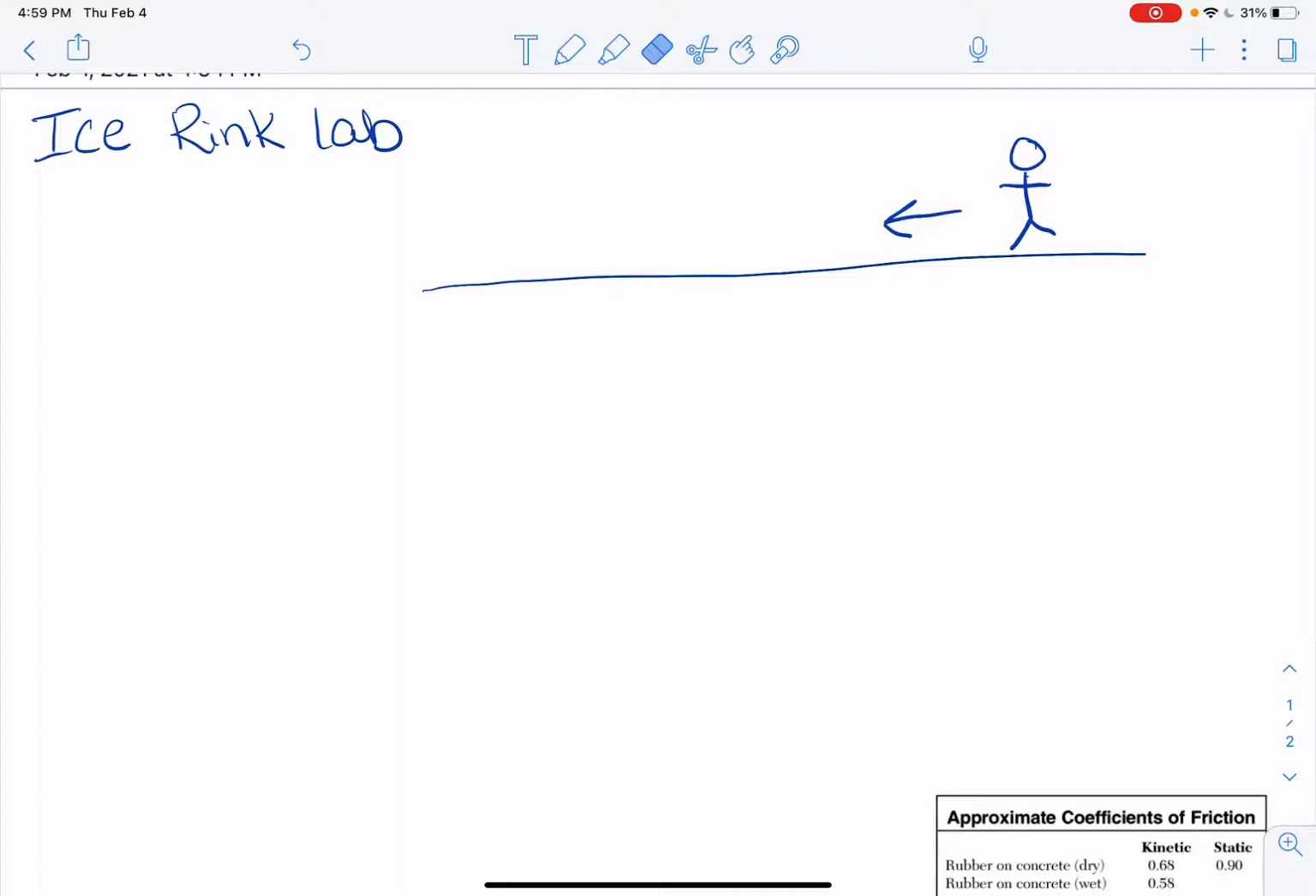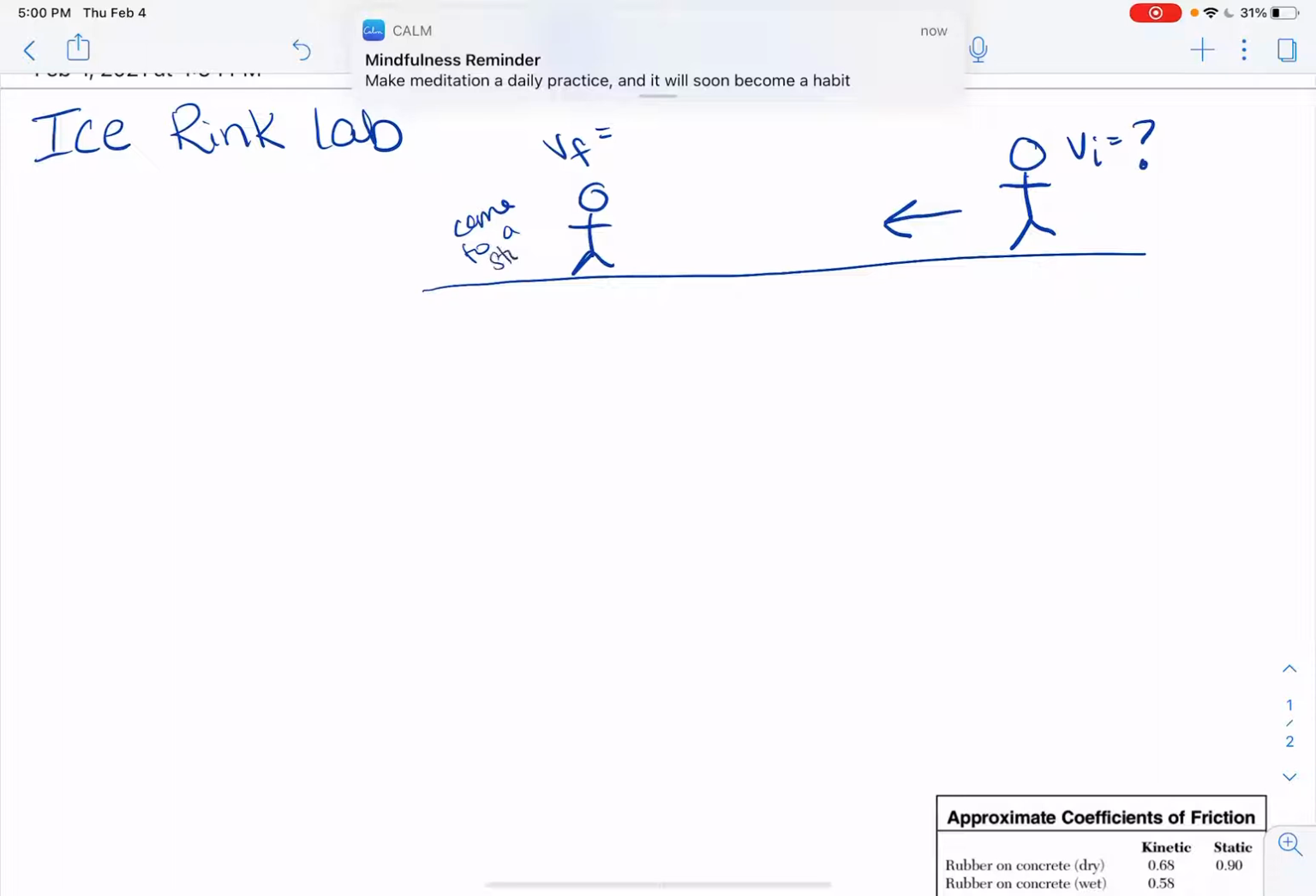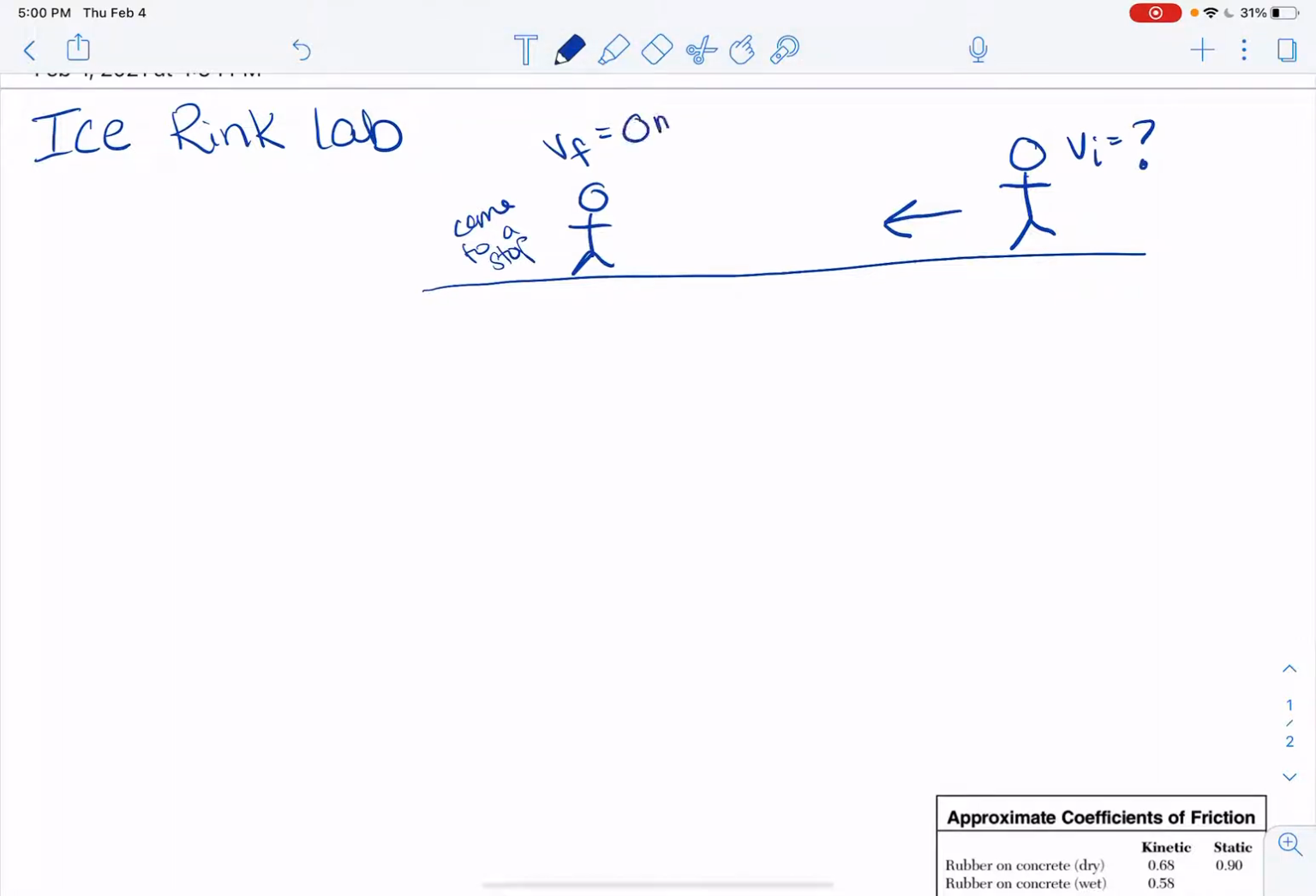So let's get started. Basically, the idea is there's a video of a person sliding on ice to the left. We do not know what the initial velocity is. That is a mystery to us at this moment. The person is sliding down here and they come to a stop. If they come to a stop, that means that V final is 0 meters per second. Ultimately, we are trying to find the coefficient of friction of the ice and the person. That's what we're trying to solve for.